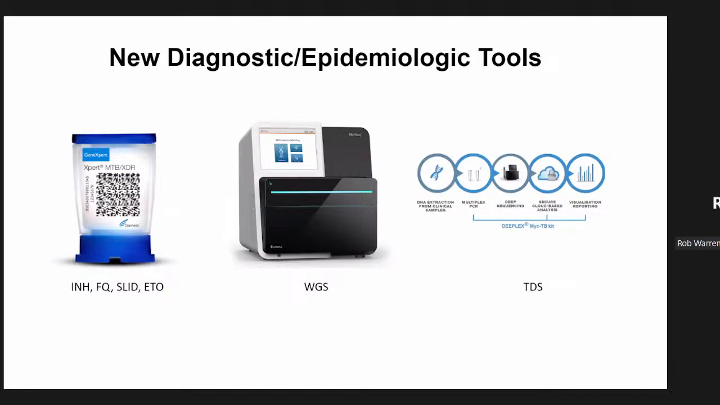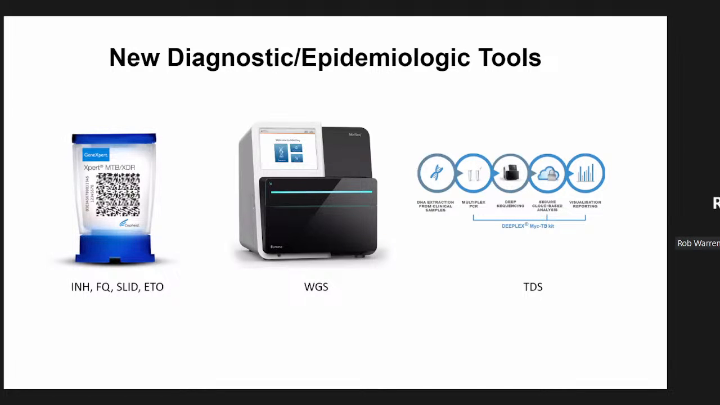One of the new tools that's just about to be released and evaluated and distributed all over the world is the new Xpert MTB XDR cartridge, which is really looking at the second-line drug resistances. But again, that doesn't give us the full repertoire of resistance that we want to be able to discern.